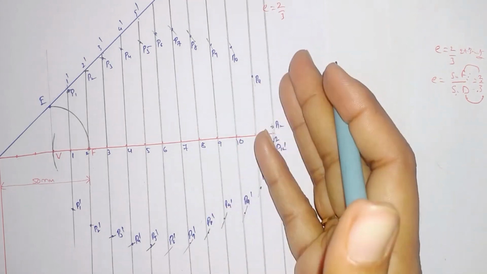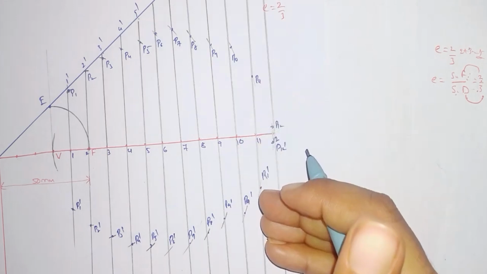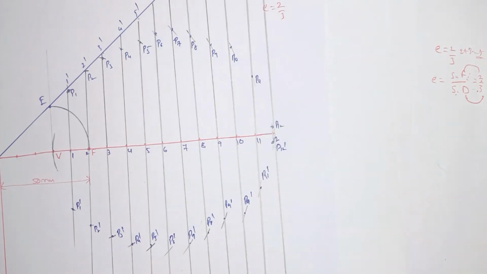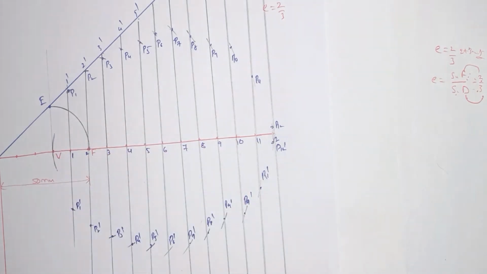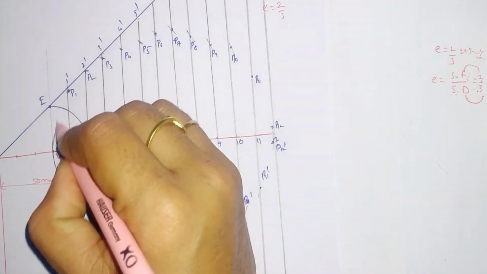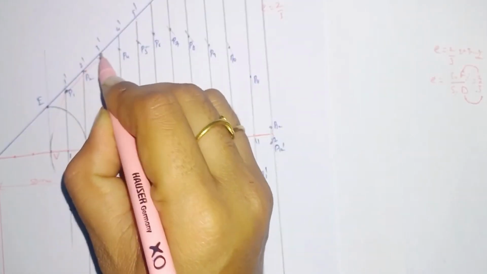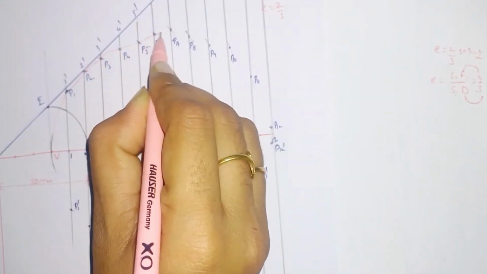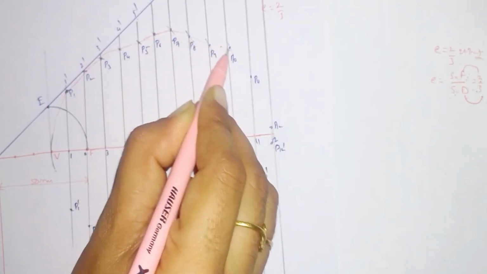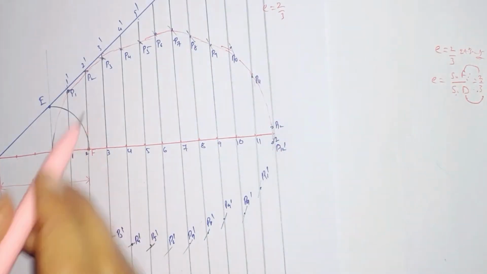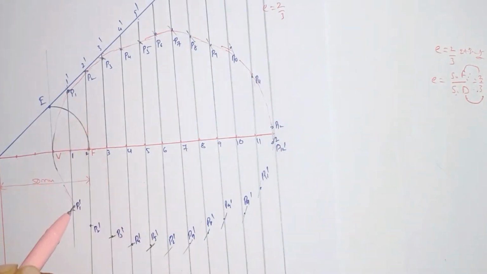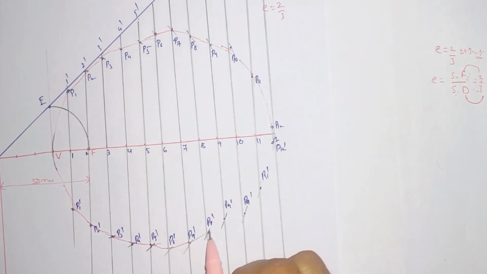Above the axis line you have to mention the points. Below the axis line you have to follow the primes. Then you have to join them with the free hand. Take the pencil and with the free hand draw from V to P1, P2, P3, P4, P5, P6, P7, P8, P9 and P10. Similarly join the below side also, P1 prime, P2 prime, P3, P4, P5, P6, P7, P8.